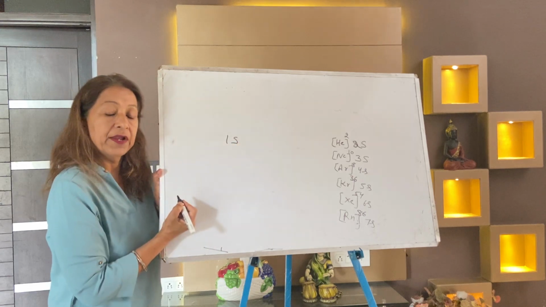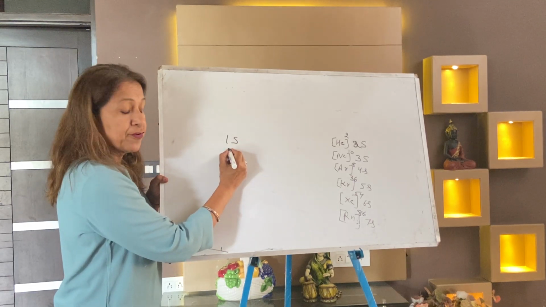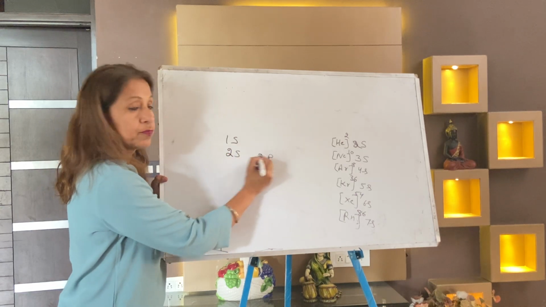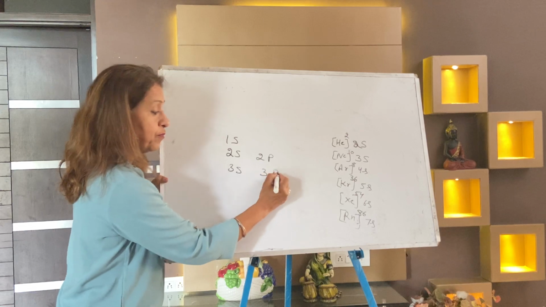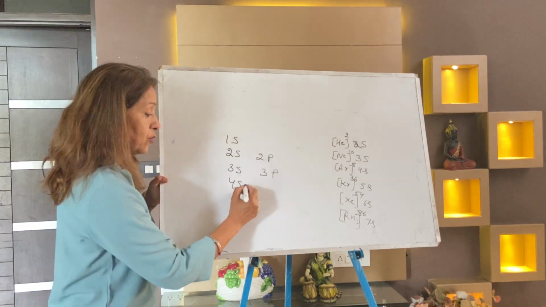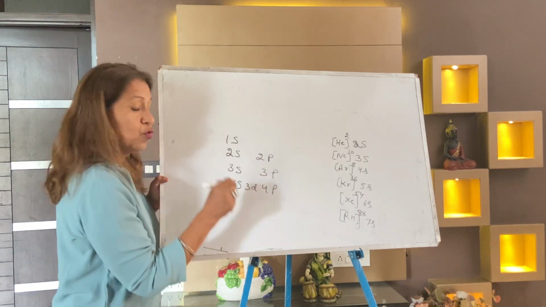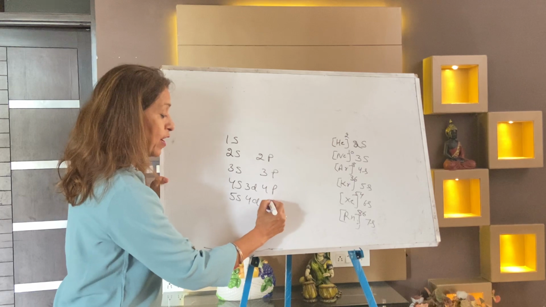Now again I am writing the pattern. Write again along with me, maybe you have forgotten. 1s, then 2s, 2p. Write in a scattered manner. 3s, 3p, 4s, and after 4s there is an entry: 3d, 4p. You go on increasing one digit: 5s, 4d, 5p, 6s.